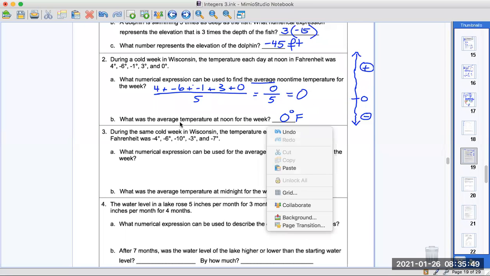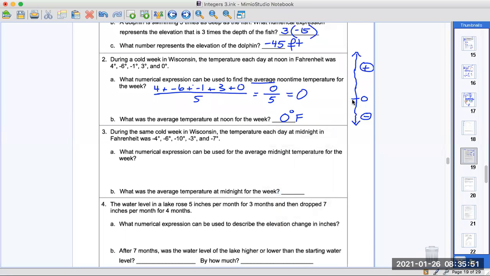So if this is 0, and then maybe this is 10, and this is 20. So that's, but 0 is really cold. And then we have our negative numbers here down below. Okay, so this is how you use that thermometer.